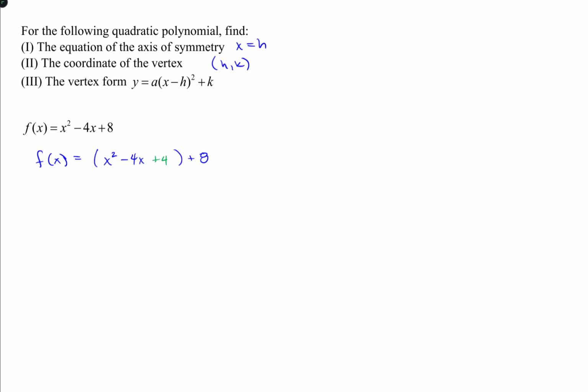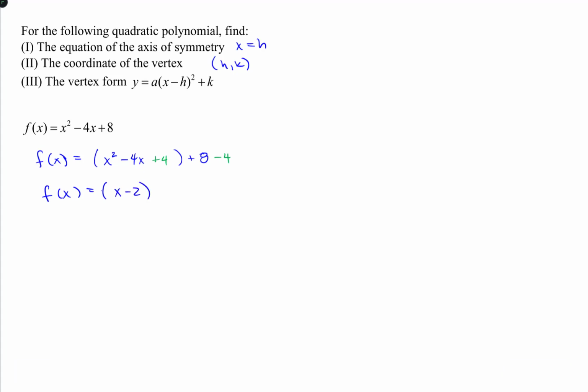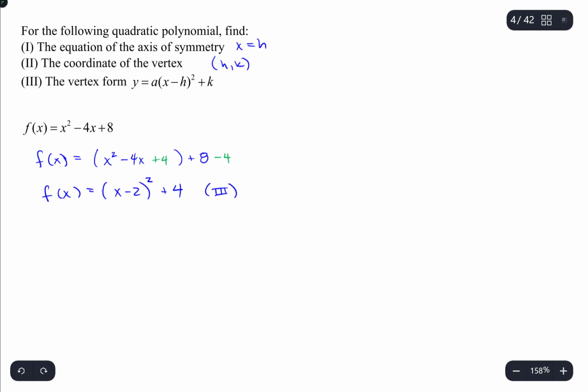Now, normally we would add 4 to both sides of the equation, but we're not working with both sides of the equation. We're working with the inside of the parentheses and the outside of the parentheses on the same side of the equation. So to balance everything out, we subtract 4 on the outside. Then that gives us f of x equals x minus 2 squared, because this just factors into x plus half of this number here, squared. And 8 minus 4 is 4. So that is the vertex form. This is the answer to part 3, actually.